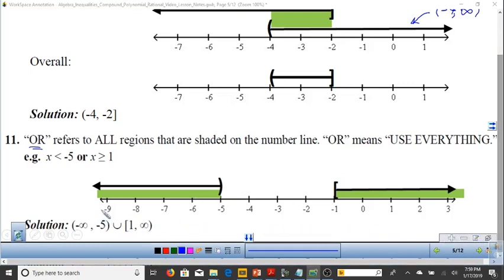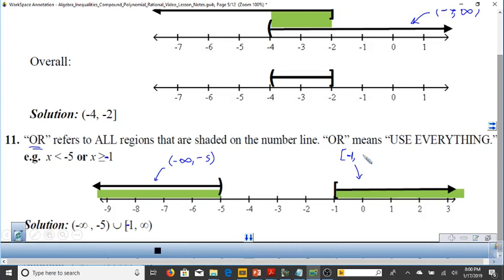So either the solution falls into this category, negative infinity to negative 5, or it falls into this category, bracket negative 1. And I'm sorry, I have it wrong here. So let's use a negative 1 right here because I made a slight error. So negative 1 up to positive infinity. Either of those regions would be sufficient for a solution.